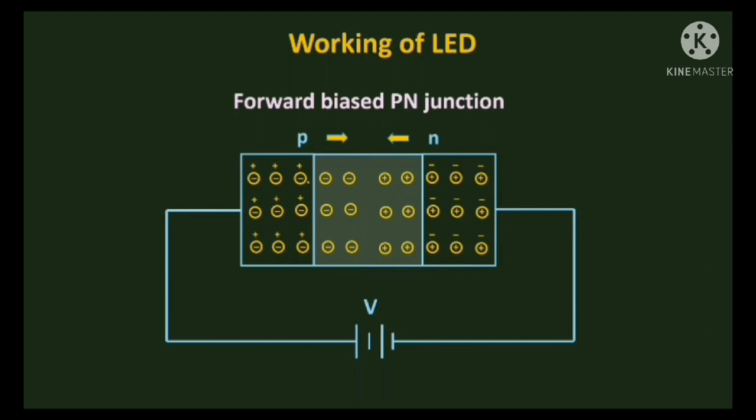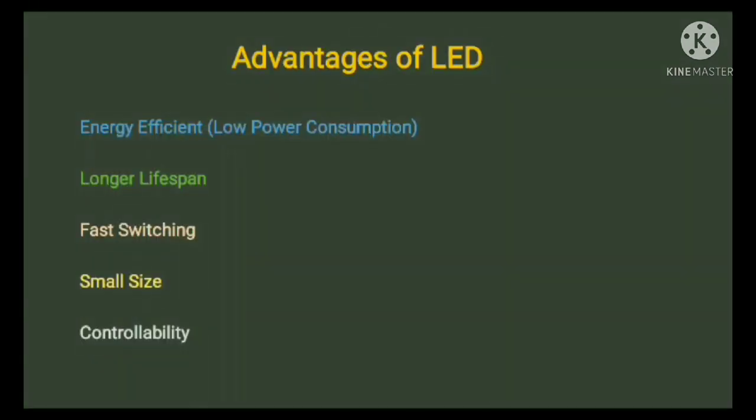In the PN junction diode, whenever these electrons and holes recombine with each other, they release the energy in the form of heat. But in the case of the light emitting diode, whenever they recombine with each other, they release the energy in the form of light. Let's see the advantages of the LED.